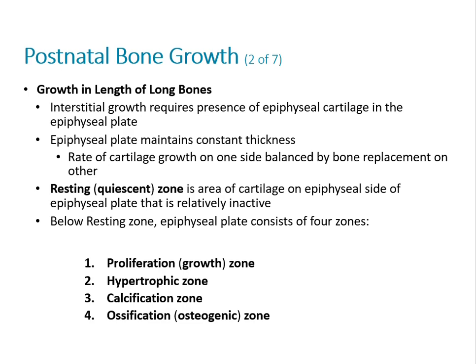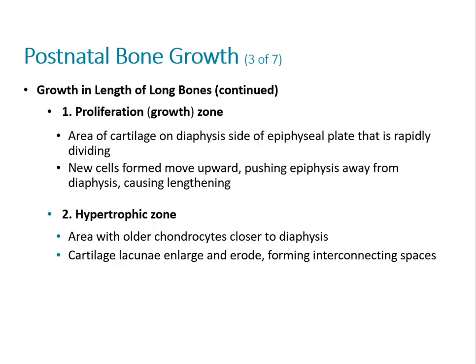And then below that resting zone, there are 4 zones: the proliferation or growth zone, hypertrophic zone, calcification zone, and the ossification or osteogenic zone. Now, that proliferation or growth zone is an area of cartilage that's on the side of the bone shaft, the diaphysis. So it's on the bone shaft side of the epiphyseal plate, and it has rapidly dividing cells. The new cells are formed and move upward, and that pushes the end of the long bone or the epiphyses away from the diaphysis, and that's going to result in lengthening.